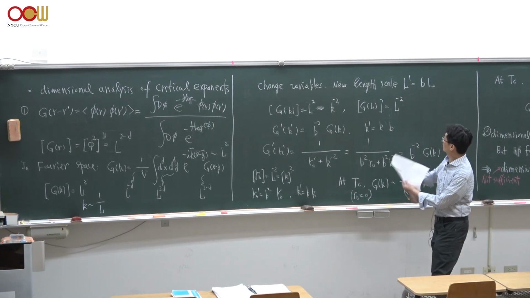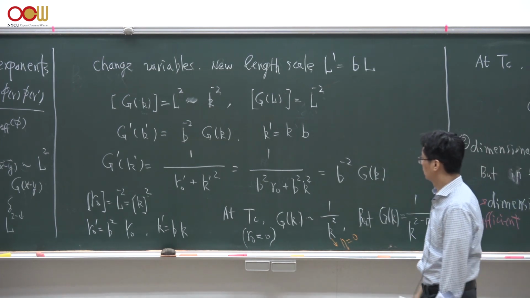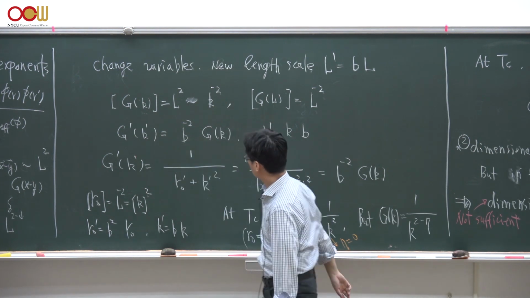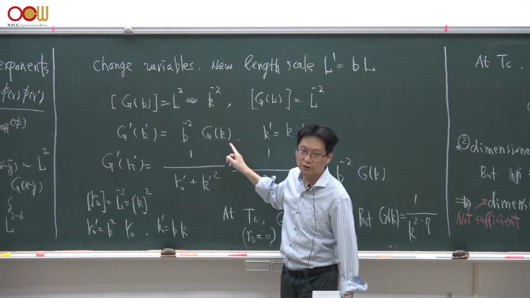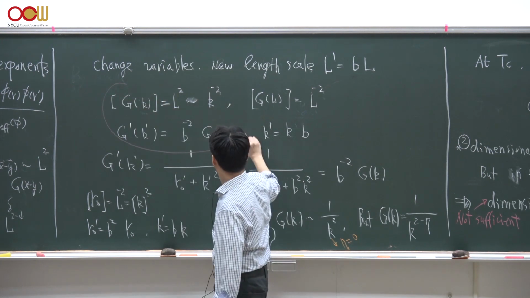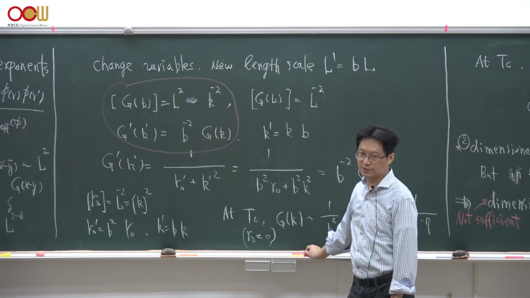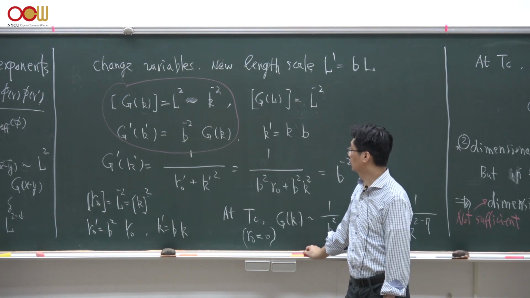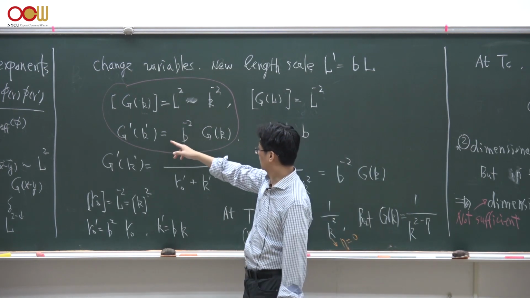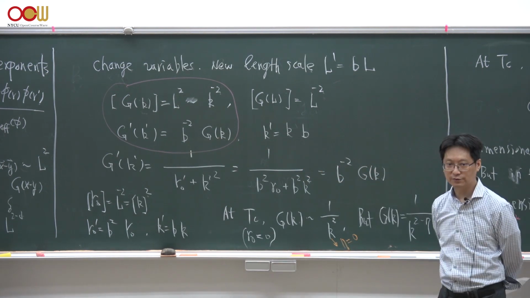So now you could rescale your length scale. Say L prime goes like b times L, or k prime goes like k times b. Then g prime as a function of k prime goes like b to the power of minus 2 times g of k. You could simply read out this result by plugging in the dimension of g of k in k space. When you transform k to k prime by a factor of b, this g prime, the function of k prime, will have a factor of b to the minus 2 power in front of g of k.